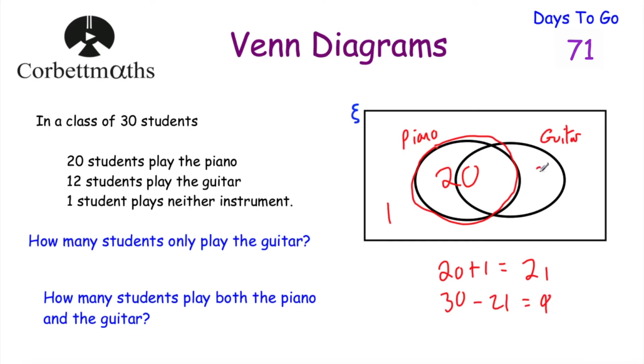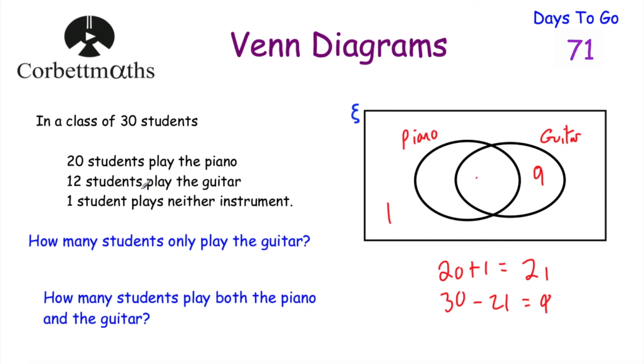So that means that there must be 9 students that only play the guitar, because we know that 20 play the piano in total. We know one person plays neither. Altogether, that's 21. So there must be 9 in there. So we now know how many only play the guitar, and we know that one person plays neither. Let's actually find out how many people play both and how many play only the piano. So let's find out how this 20 is split into these two regions. So let's figure out how many go here and how many go here. Now we know they must add together to be 20.